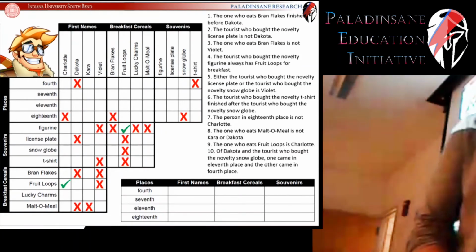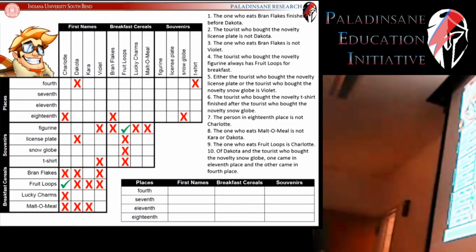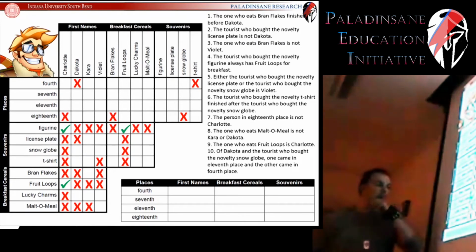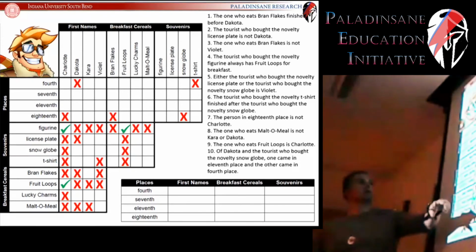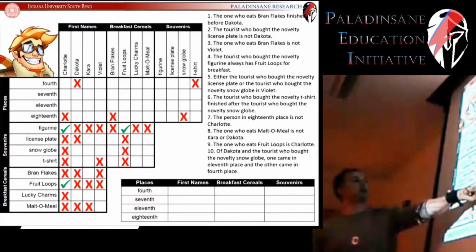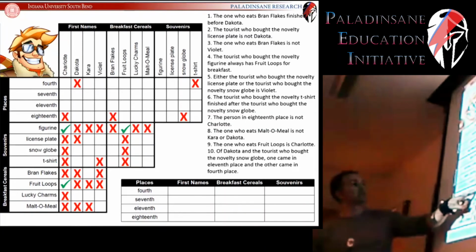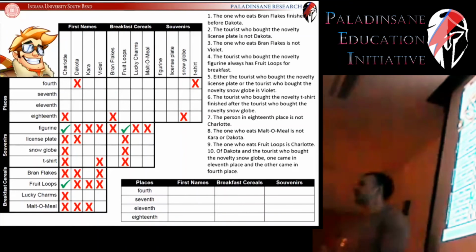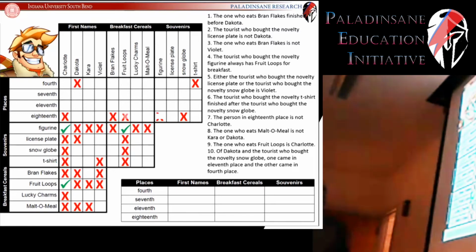And the last thing that I wanted to show you was that once you have filled in a lot of information, you're going to want to look for places where there are 3 X's and 1 missing spot. Because when there's 3 X's and 1 missing spot, that has to be the final check mark. So if Charlotte doesn't like bran flakes, and Dakota doesn't like bran flakes, and Violet doesn't like bran flakes, somebody likes bran flakes, it's got to be Kara. She's the last one that's left. So look for those patterns, look for those conclusions from your deductions.